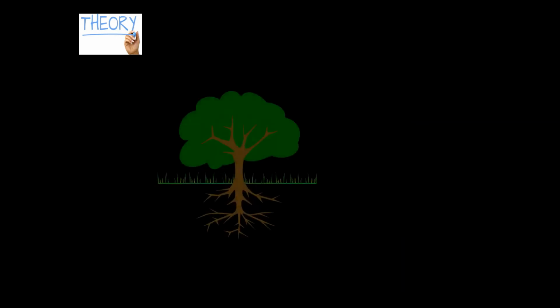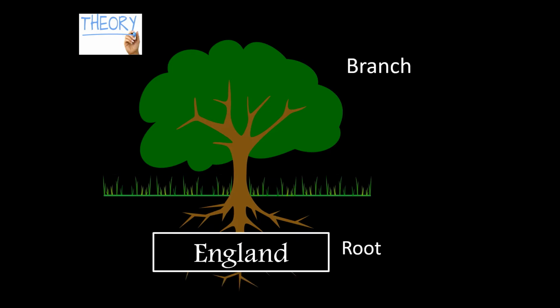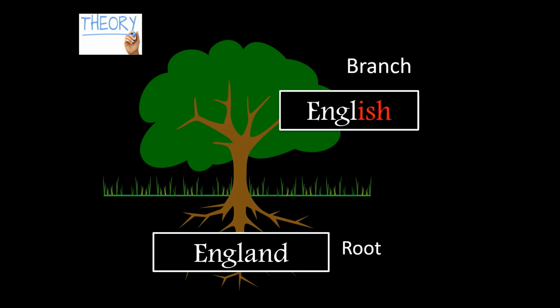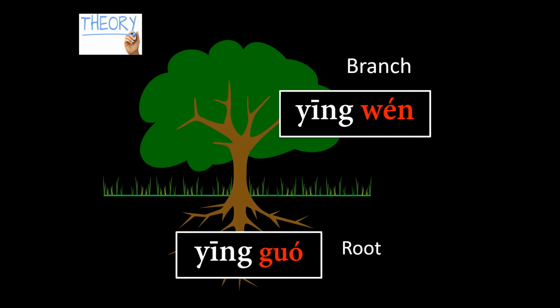Alright, here we have the famous tree diagram, and if you're looking at the word England, England is the root, and then on the branch we have English. England becomes English, the ISH suffix. In Chinese, we also have exactly the same structure. At the roots, we have 英国. As you can hear, 英 is England from the word England. So 英国 is England, and then on the branch we have 英文. 文 means literature or language, English language. So you can see the link between the English translation and the Chinese translation. Fantastic.